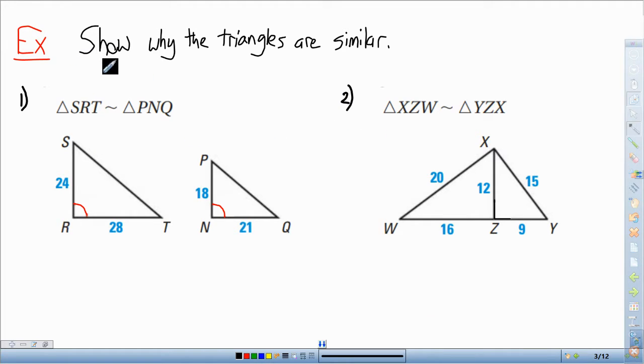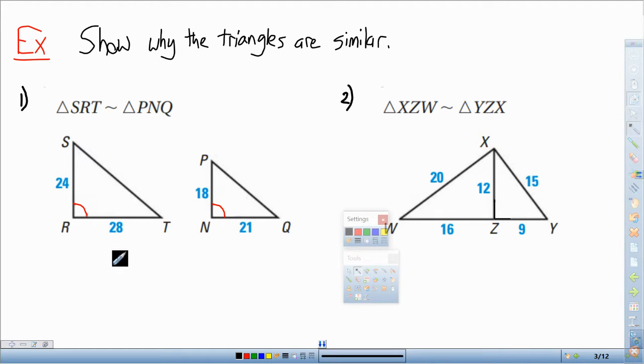All right, so it's saying show why the triangles are similar. Okay, they're telling us they're similar, and they want us to show why that's actually true. All right, well, here's the thing. On number 1 here, I can see that I have side angle side on both of these triangles. This is using side angle side similarity, but I want to show why it actually is.